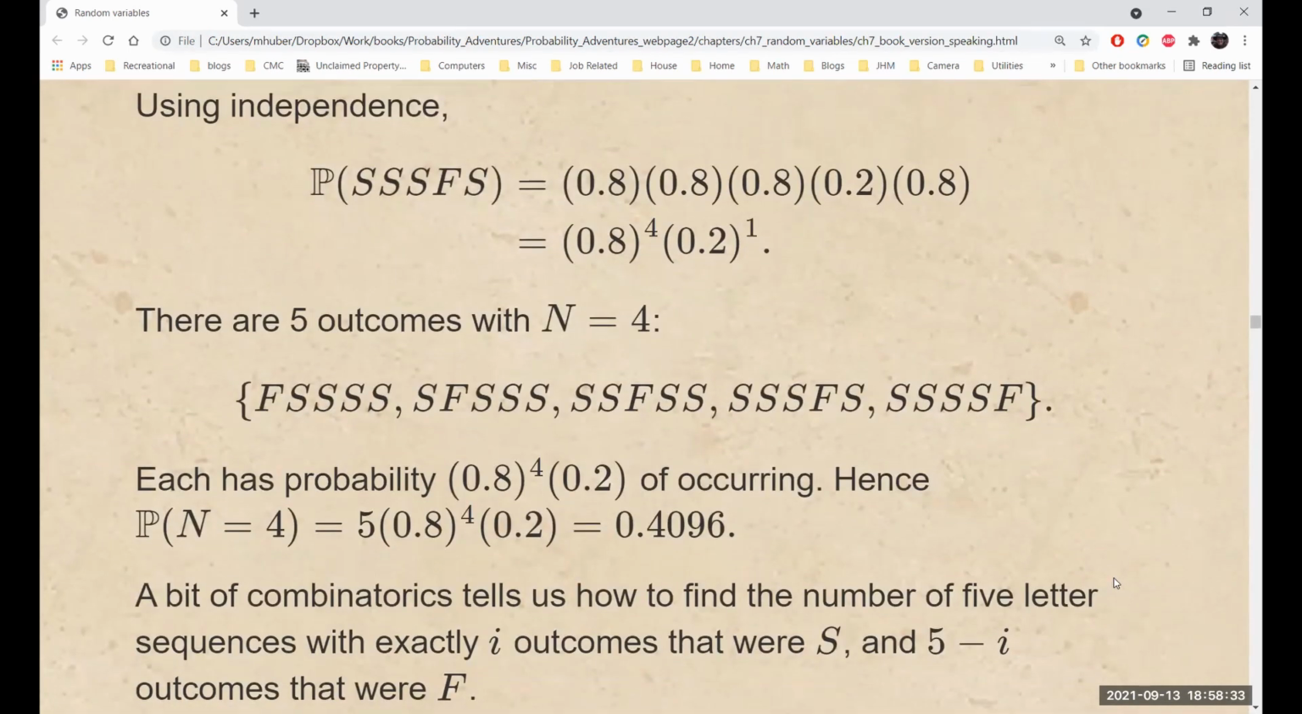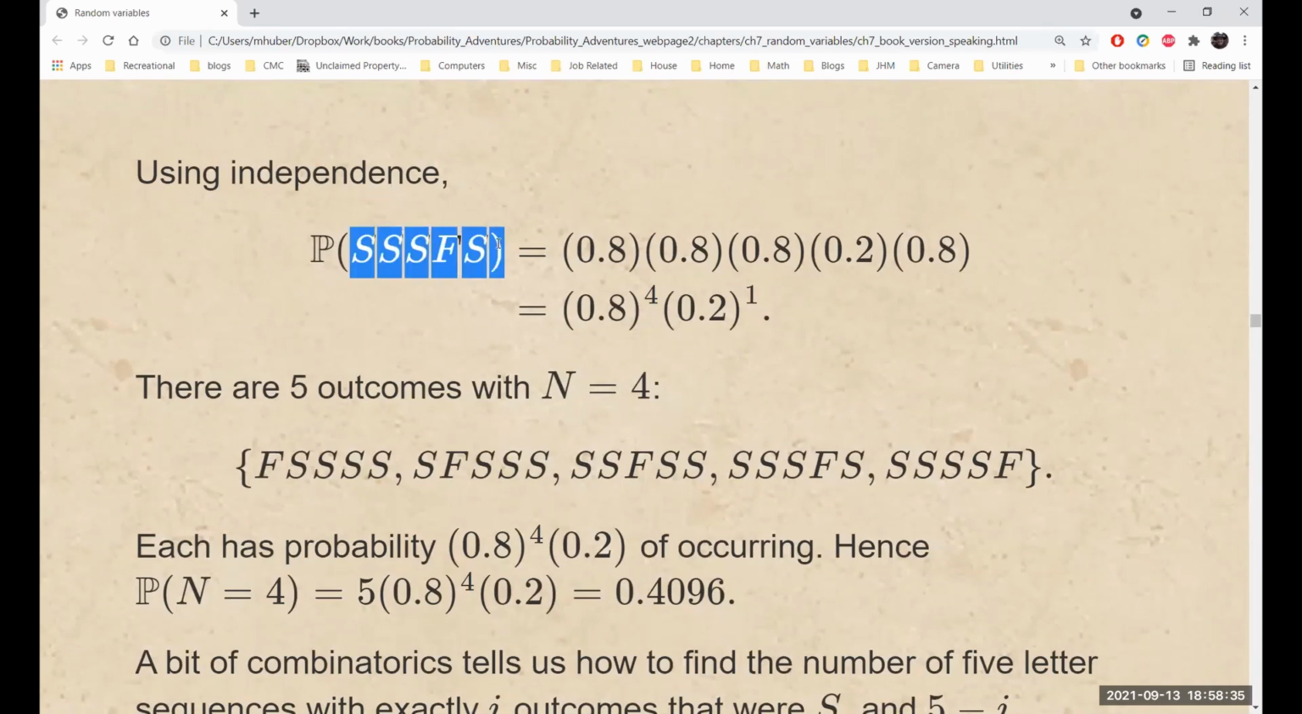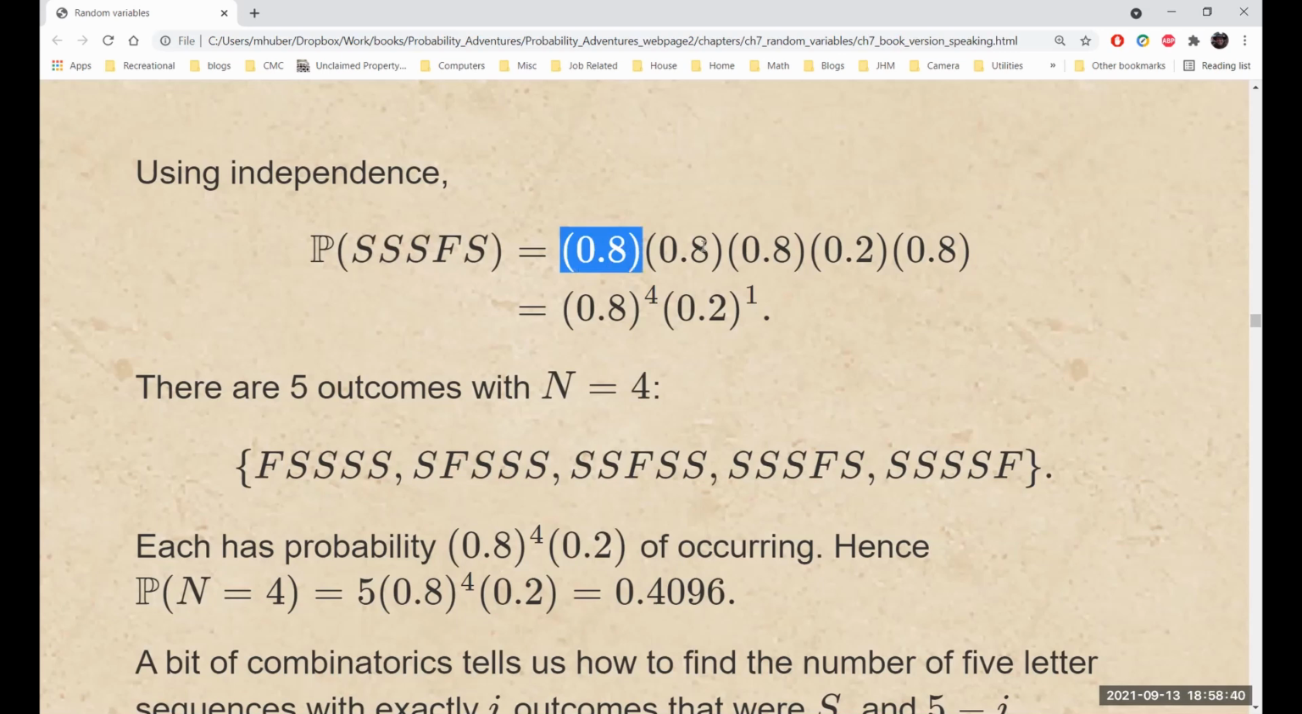Now, using independence, the probability of getting exactly that set of outcomes is going to be 0.8 times 0.8 times 0.8 times 0.2 for the failure times 0.8, or 0.8 to the 4th power because there were 4 successes, and 0.2 to the 1st power because there was 1 failure. But of course, SSSFS isn't the only way to have 4 S's and 1 F.